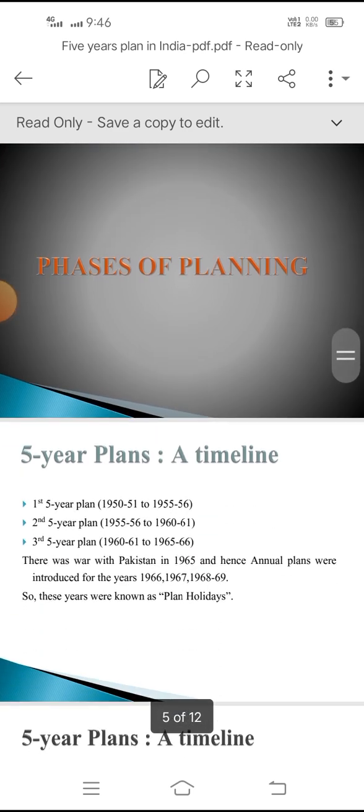The timelines of the five year plans: the first five year plan started in 1951, 51 to 56, the second 56 to 61, and the third five year plan 61 to 66. After that, in 1965, an annual plan was also introduced at that time because India was facing a pathetic situation due to the Indo-China war.